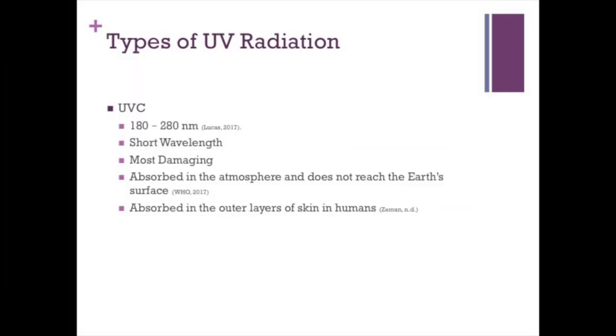UVC is the final type of UV radiation. It ranges from 180 to 280 nanometers and is considered short wavelength UV radiation. Although UVC is the most damaging type of UV radiation, it is absorbed in the atmosphere and does not reach the surface of the Earth. If UVC does come in contact with human skin, it will be absorbed by the outer layers.